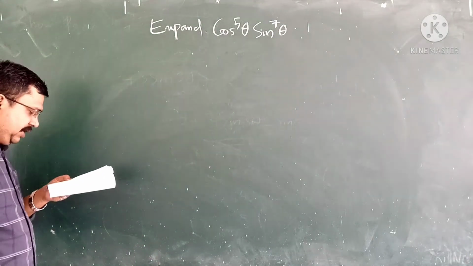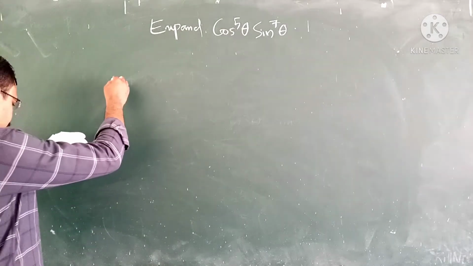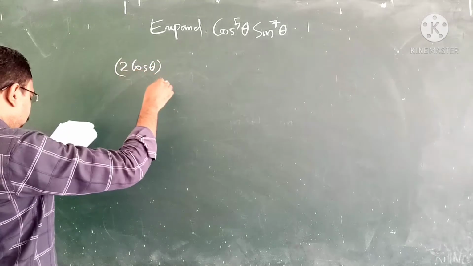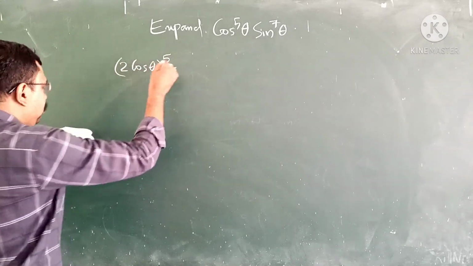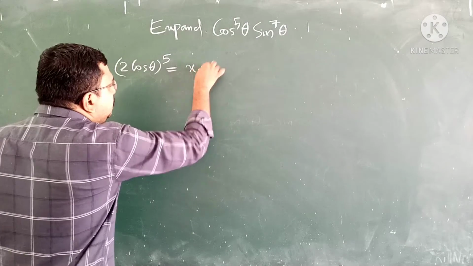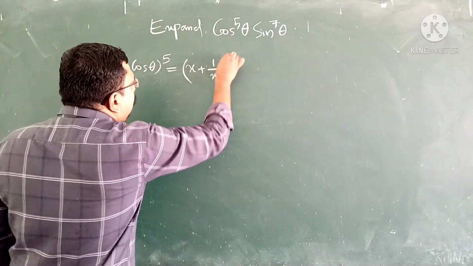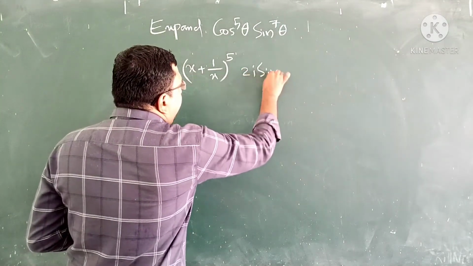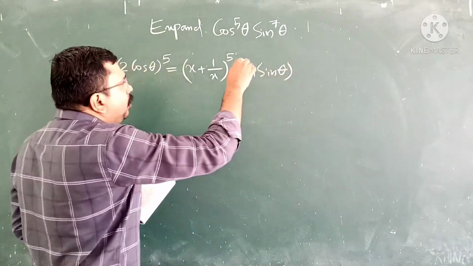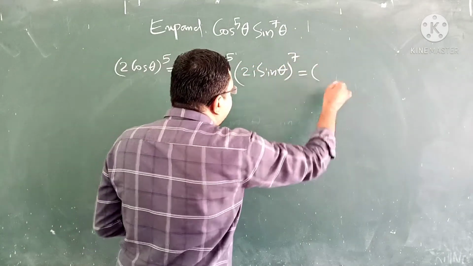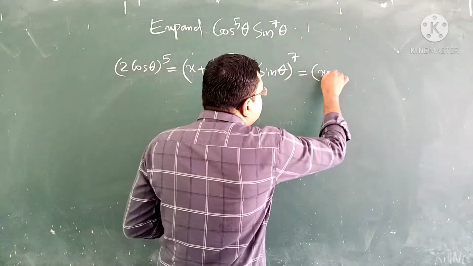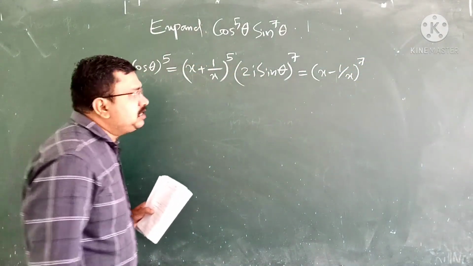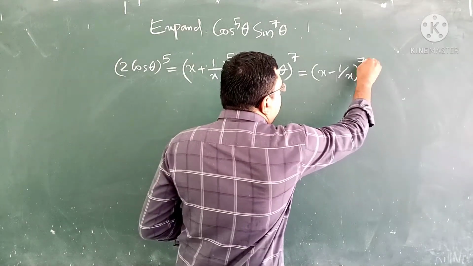Okay, we know that 2 cos theta the whole raised to 5 is equal to x plus 1 by x the whole raised to 5, and 2i sin theta the whole raised to 7 is equal to x minus 1 by x the whole raised to 7.